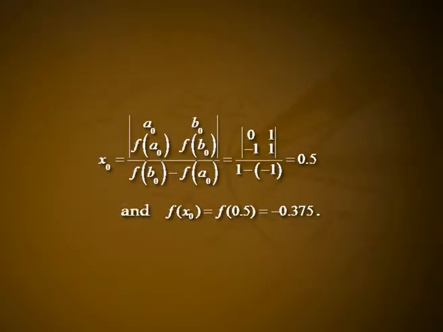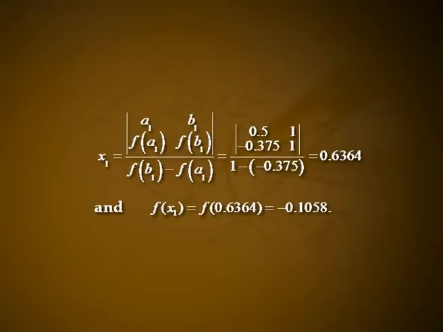Then we have the following: x0 = determinant |a0 b0; f(a0) f(b0)| divided by f(b0) - f(a0), that is equal to determinant |0 1; -1 1| divided by 1 - (-1), that is equal to 0.5, and f(x0) = f(0.5), that is equal to -0.375.